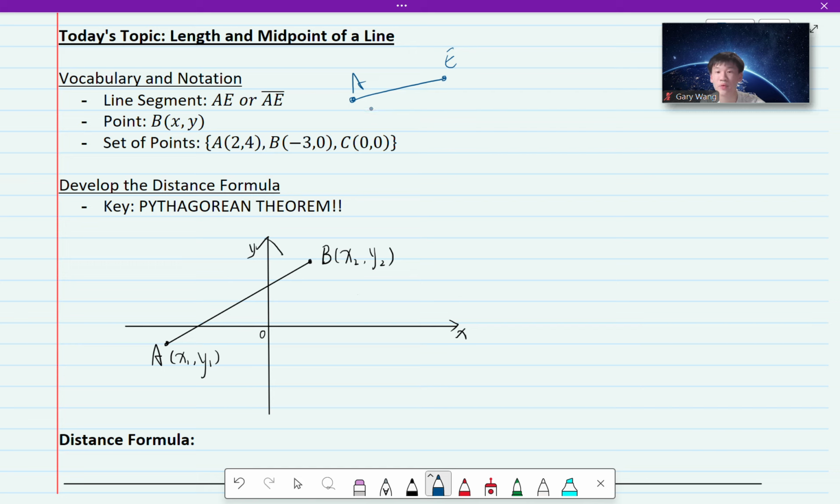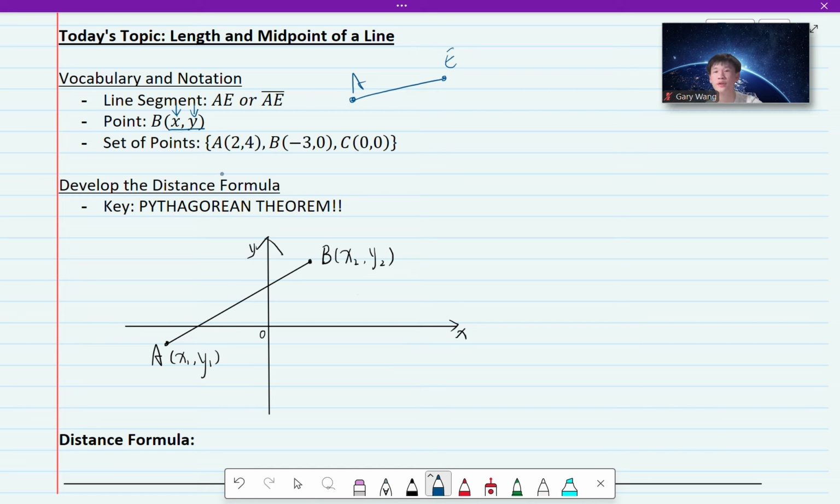The second key point is how can we denote a point? We use a capital letter to represent the point itself, the name of the point, and then we use a bracket with two coordinates inside. The first one is the x coordinate and then a comma, and the second one is the y coordinate.